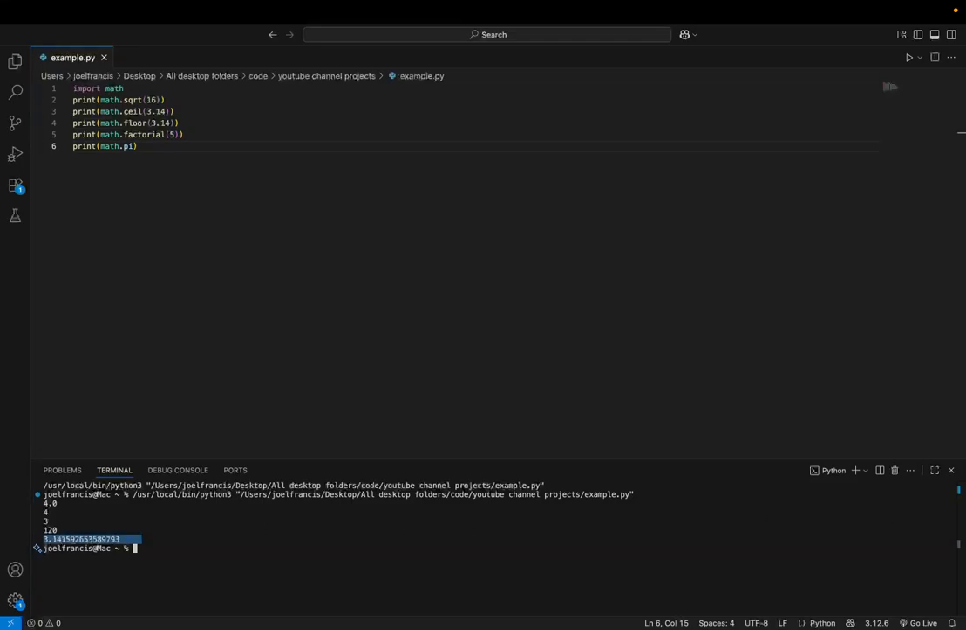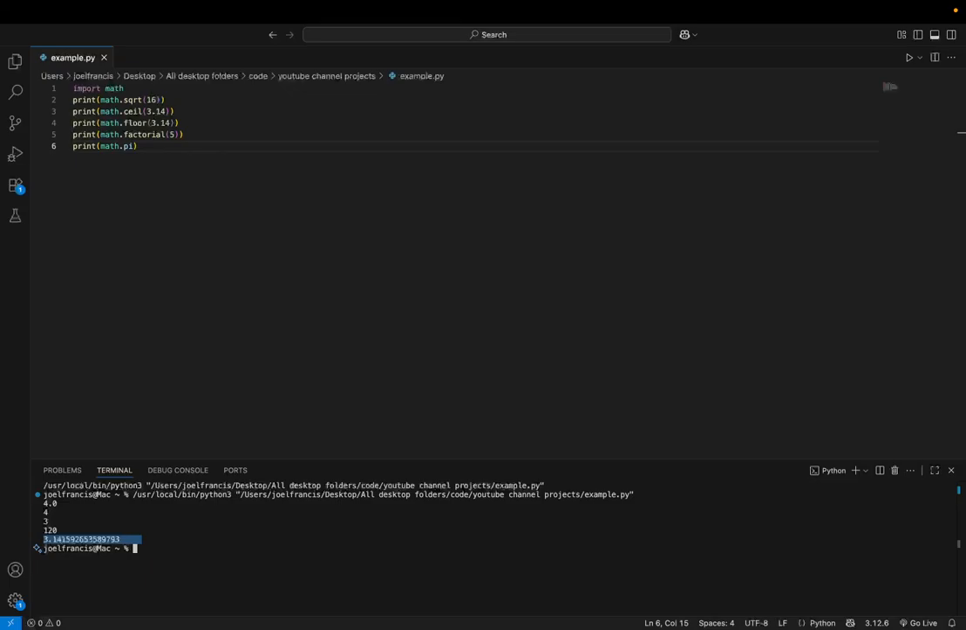So here's what these functions do. Math.sqrt gives you the square root. Math.ceil rounds up. Math.floor rounds down. Math.factorial gives you the factorial of a number, and math.pi gives the value of pi. There are many more functions in the math module, like sine, cosine, logarithm, and more.